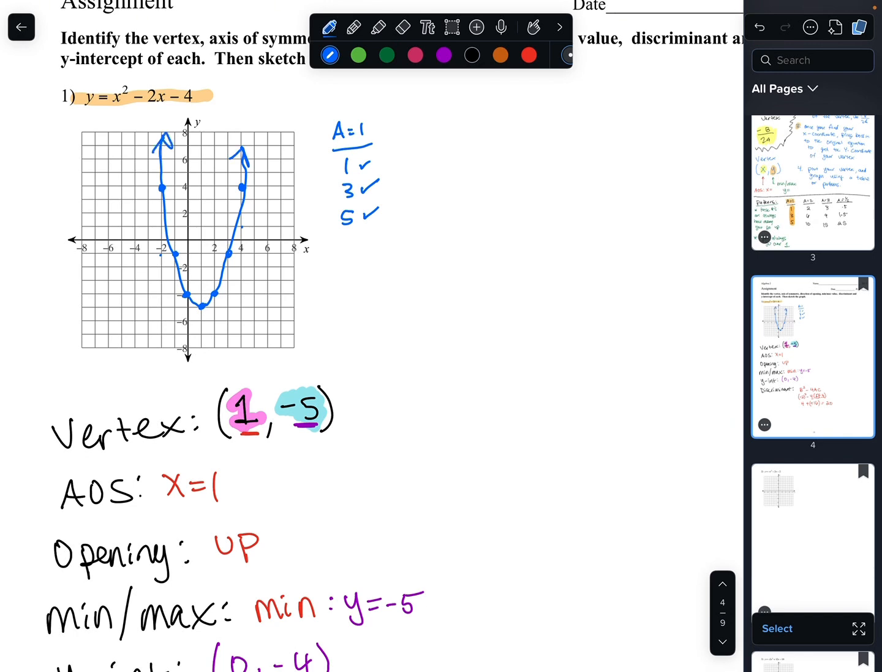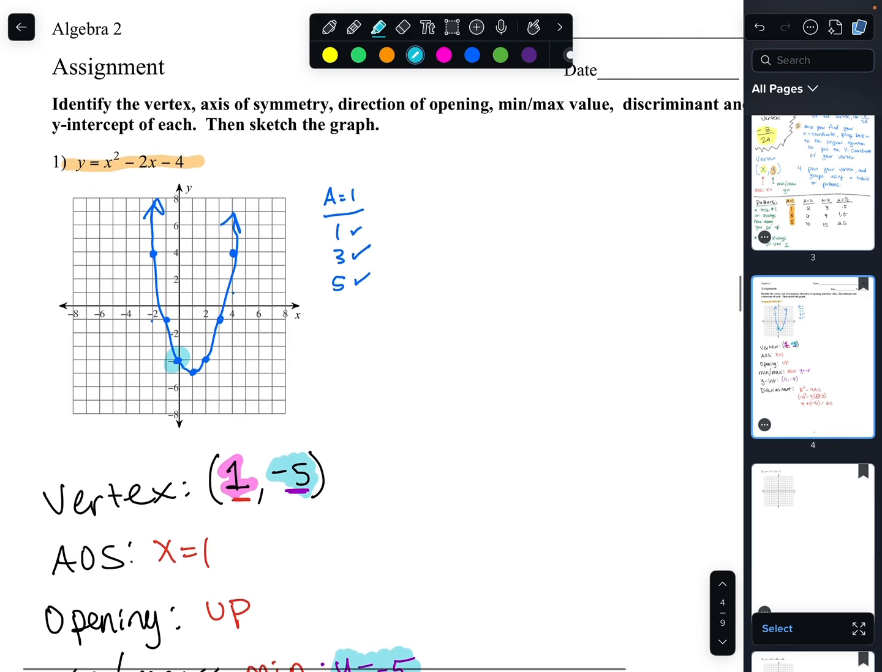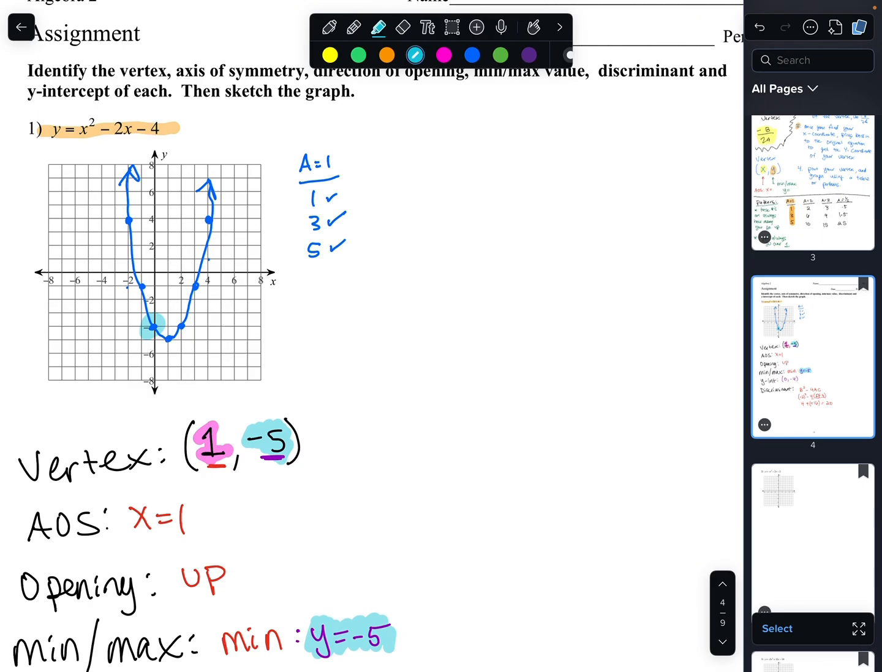All right. And if you notice that our y-intercept is this negative 4. Sorry, that negative 5 right there, which we found was down this way. All right. If you notice, I was able to graph that without the table, but I'm going to show you how to use the table.